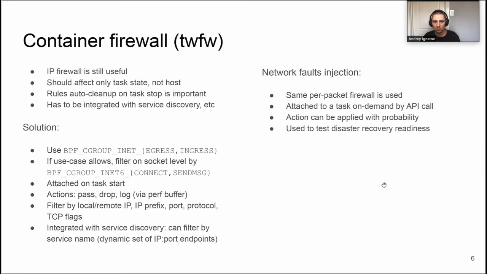The firewall can be attached either on task start or on a running task by the daemon at any given time, and the latter is used for network fault injection. The firewall is integrated with our service discovery system so that a service with many endpoints can be described by just one rule.